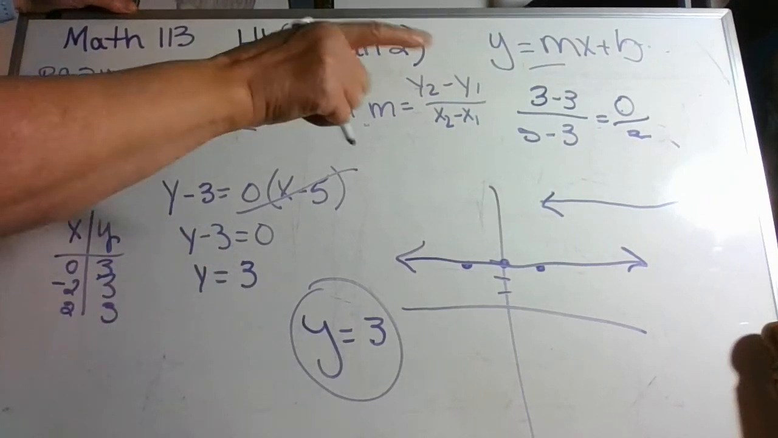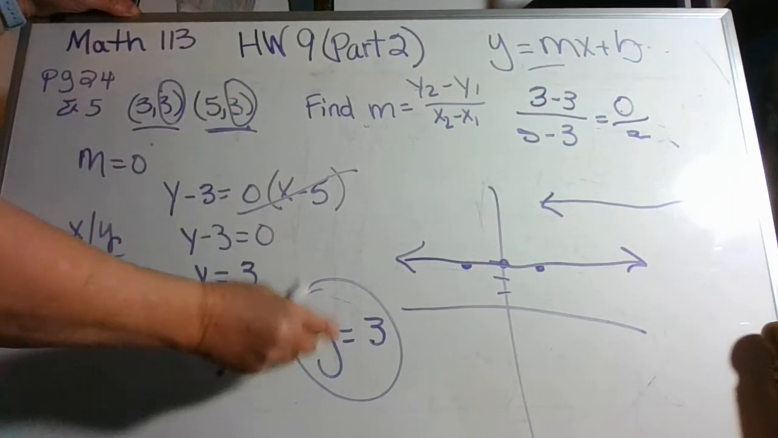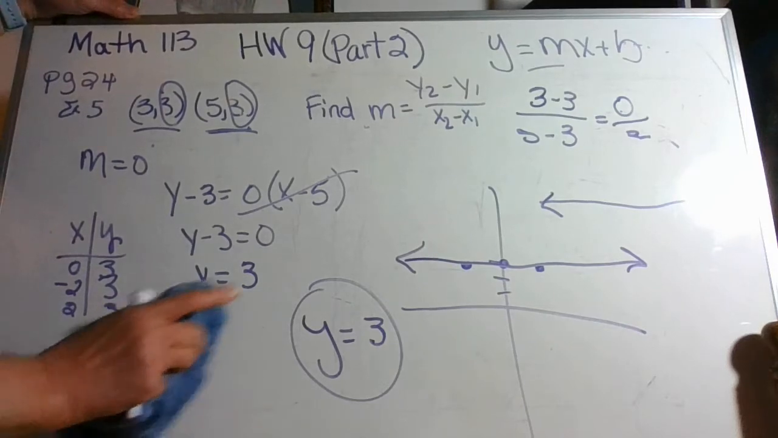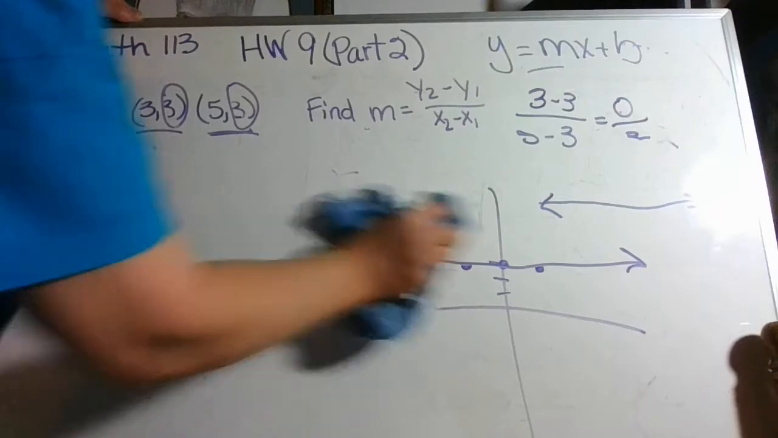So anytime you have 0 on the top, you look over here, you've got y in both places, y is equal to 3, so that's your answer. And again, you don't have to graph it. I just did so that maybe it would help you understand it.